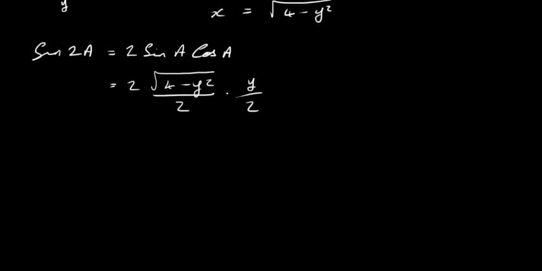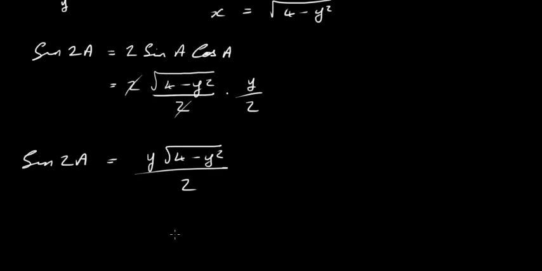Let's just tidy it up a little bit. You can see this is all multiplied on the top, multiplied on the bottom, so this 2 will divide by this 2 here to give us 1, and we end up with y times the square root of 4 minus y squared over 2. And that's it. This is our sine 2A. So this is our answer here. And again, that's it for this question.